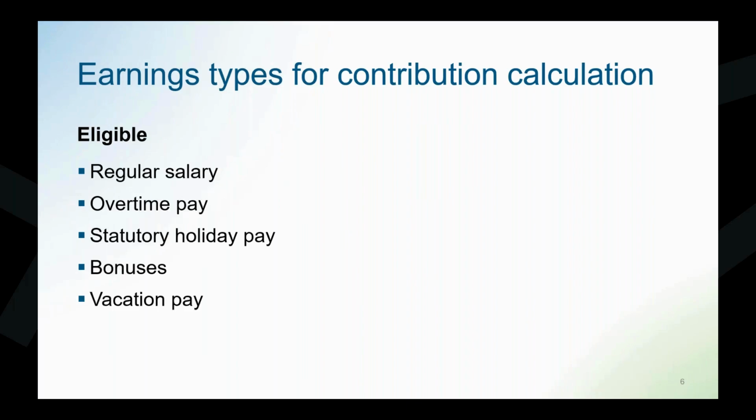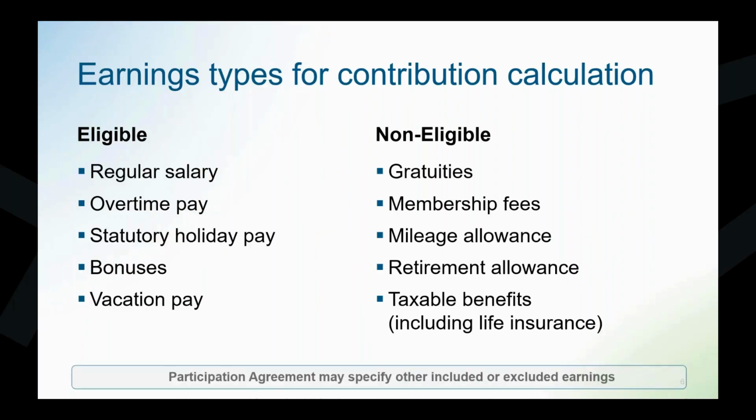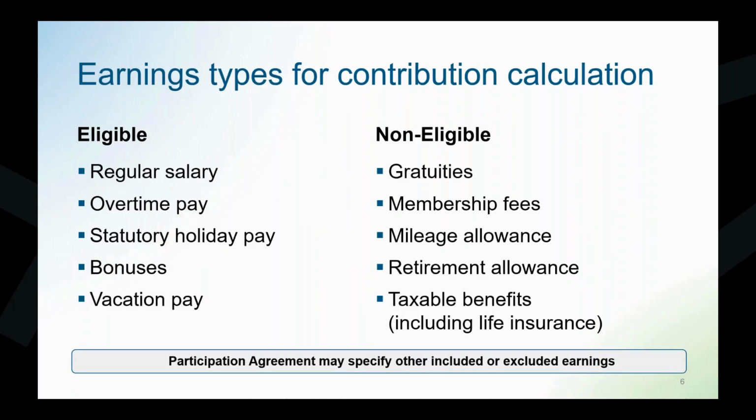Some examples of non-eligible earnings include gratuities, membership fees, mileage allowance, retirement allowance, and all taxable benefits, including life insurance. Please note that this is the standard DBplus definition of earnings, and your participation agreement may contain a different definition, so it's important to be familiar with that agreement. Note that taxable benefits are not eligible earnings, as mentioned before. If you have any type of earnings that are not shown here, please contact your employer pension analyst, and they can help confirm if those earnings are eligible or non-eligible.